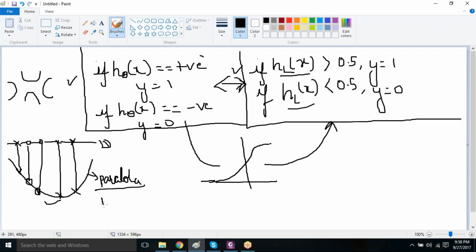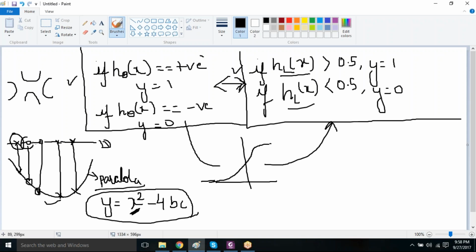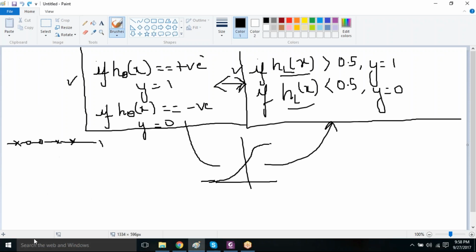So basically there is an equation of a parabola, y equal to something like x square minus 4bc, something like that. Whatever the x values are, you place them one by one into x, and with whatever the b and c coefficients are for this curve, you will get the y. So you will get this data, the projected data. Good enough?